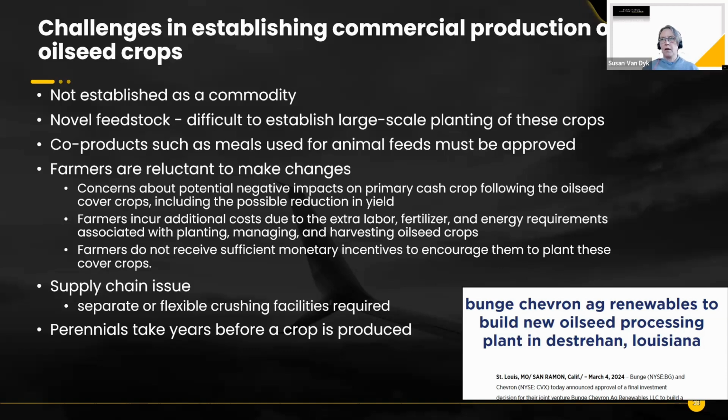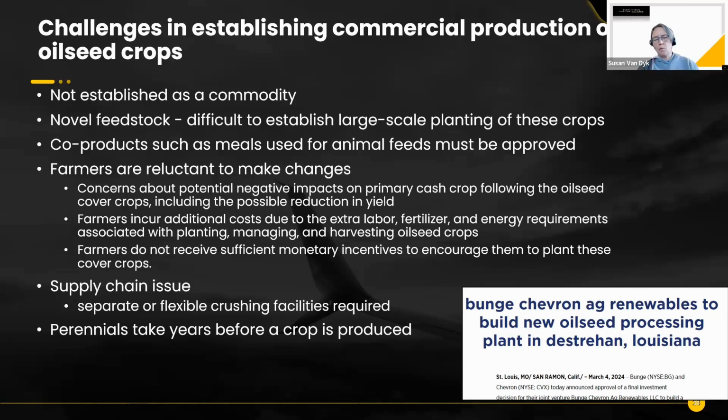And if you look at something like jatropha, where the protein meal is toxic, if you're producing a food grade oil, you might not want to put in a different product that might contaminate your main crushing oil. So these are all things that need to be considered.